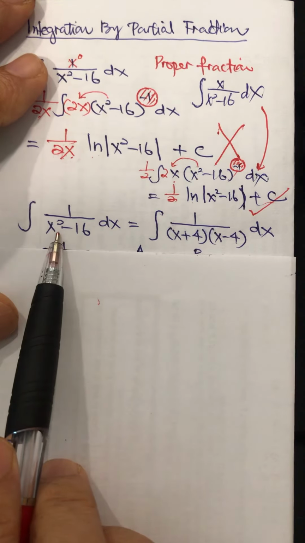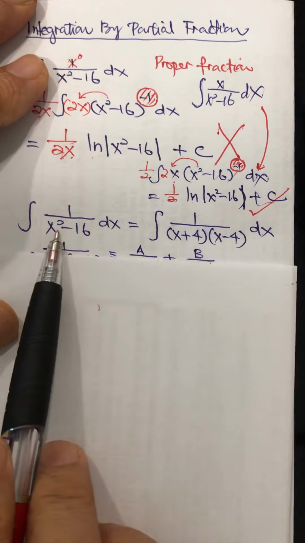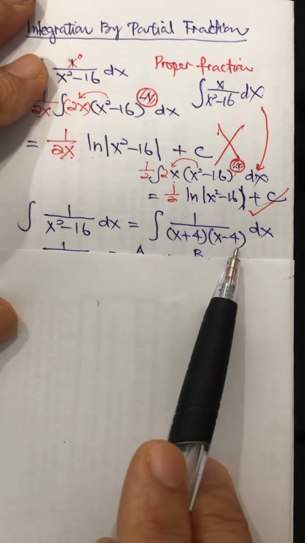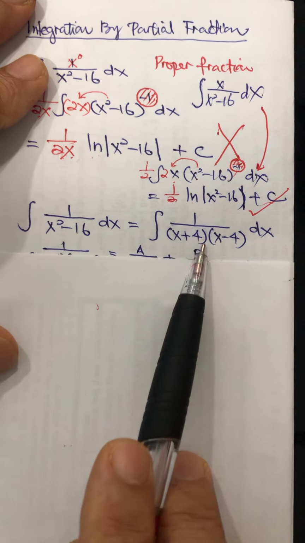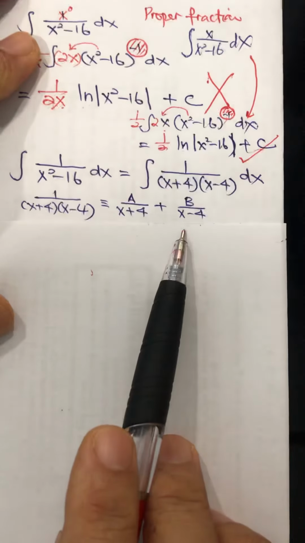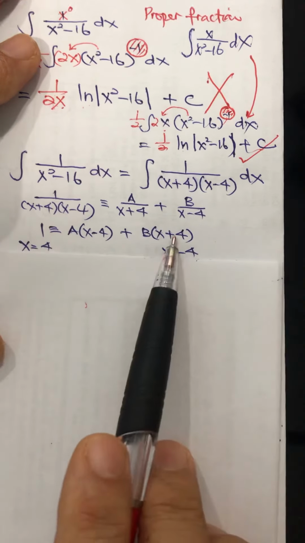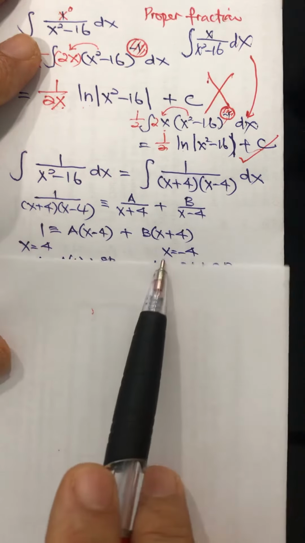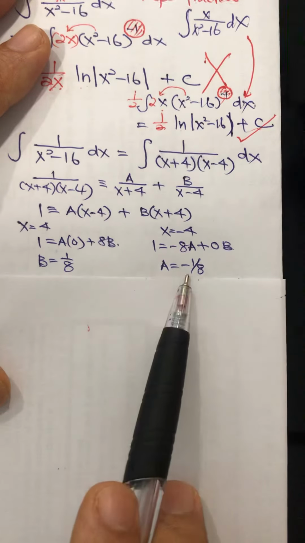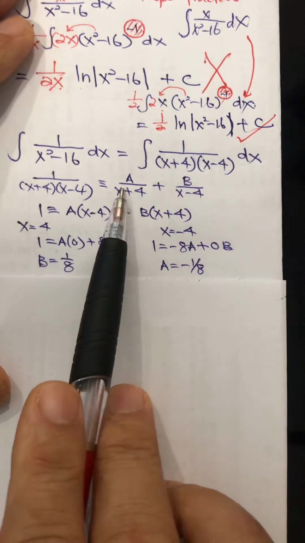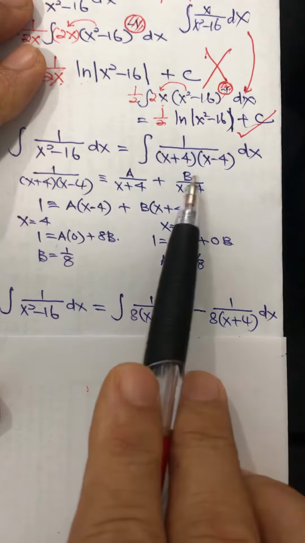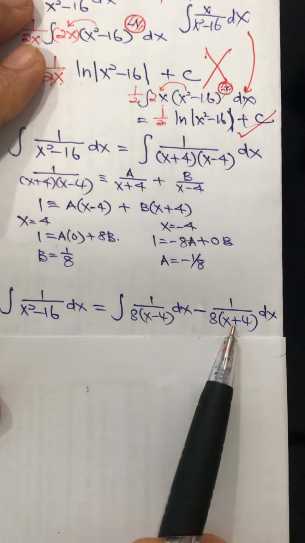What we do here: every time, if this is a proper fraction, you see whether the denominator can be factorized or not. This case can be factorized, so we can use partial fraction. 1 over x plus 4, this one is a, remember this. And then how to find a and b? You substitute x equal to 4, and x equal to negative 4. Then you get your b is 1 over 8, your a is negative 1 over 8. Of course, we write the positive one first, followed by the negative 1 over 8. So you get 1 over 8 times 1 over x minus 4, and this one.